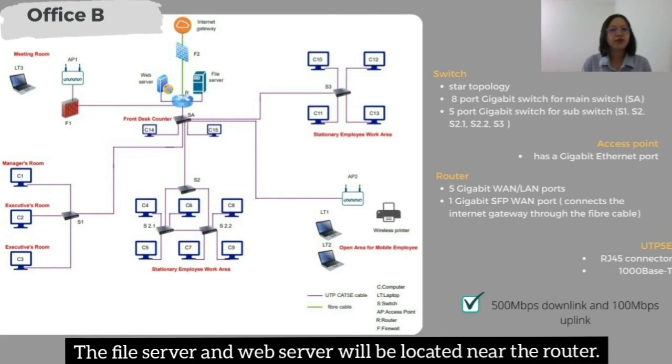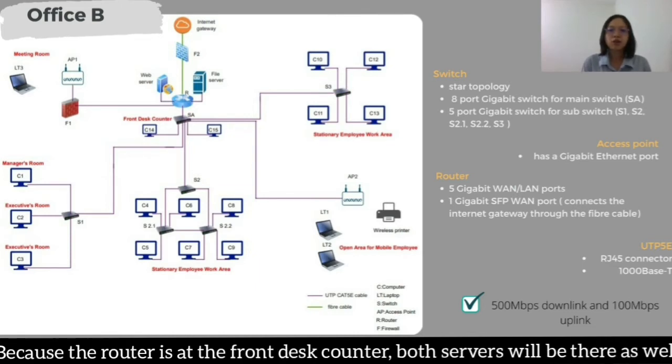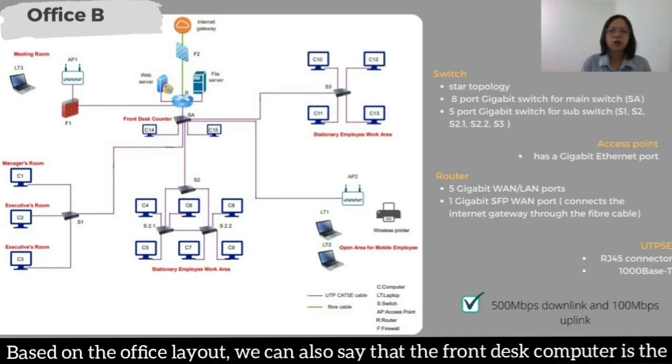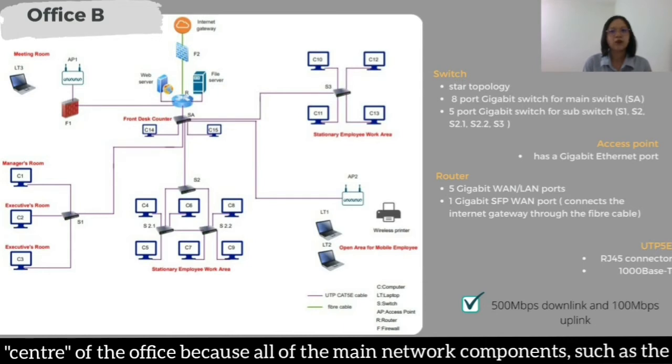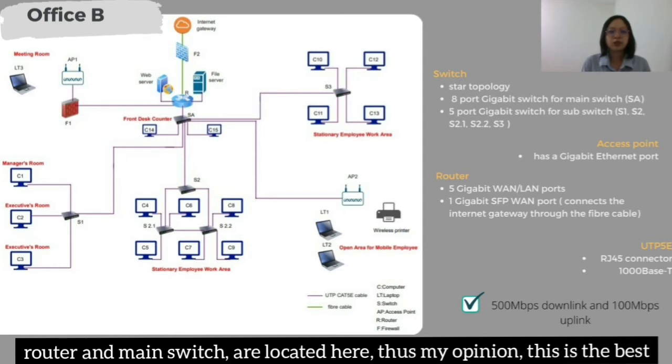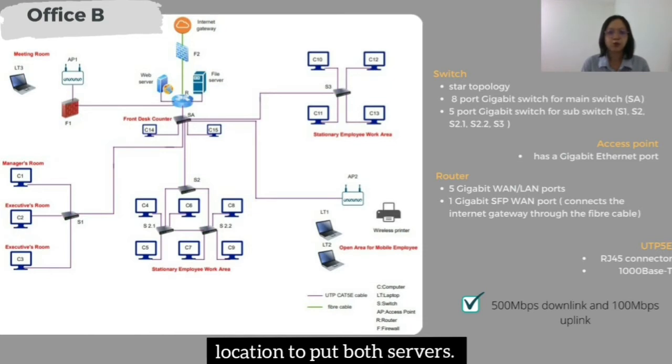The file server and web server will be located near the router. Because the router is at the front desk counter, both servers will be there as well. Based on the office layout, we can also say that the front desk counter is the center of the office because all of the main network components such as the router and main switch are located here. Thus, in my opinion, this is the best location to put both servers.